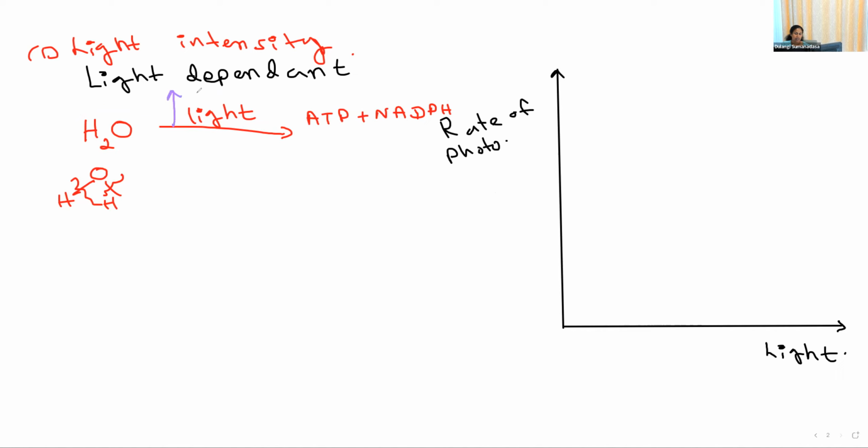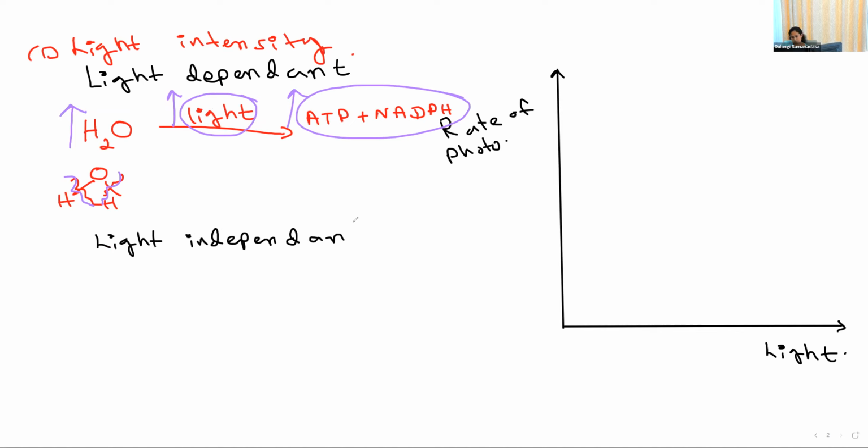So the higher the light intensity, the more energy we get from splitting water molecules. If you give a lot of light, lots of water molecules are going to be split, and we're going to produce lots of energy, which can go and power the light independent reaction. So light independent is mainly carbon dioxide into glucose.